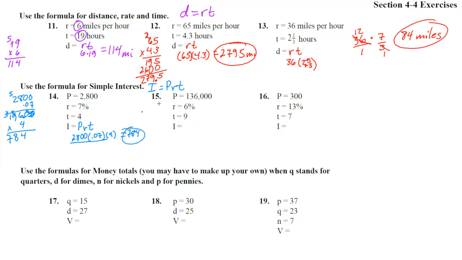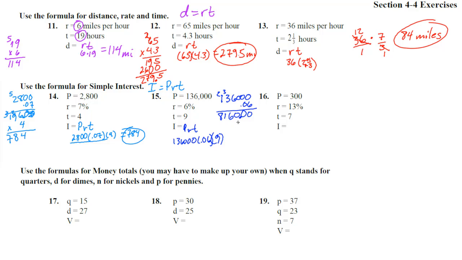Good. Number 15. So we have 136,000. Let's write that out. PRT. So we have 136,000. Oh my goodness. And we're going to times that by 0.06. And then take that for 9 years. So 136,000 times 0.06. 6 times the 3 zeros there gives us 3 zeros, and then 6 times 6 is 36. Carry the 3. 6 times 3 is 18, plus 3 is 21. 6 times 1 is 6, plus 2 is 8. 2 decimal places, so we get 8160.